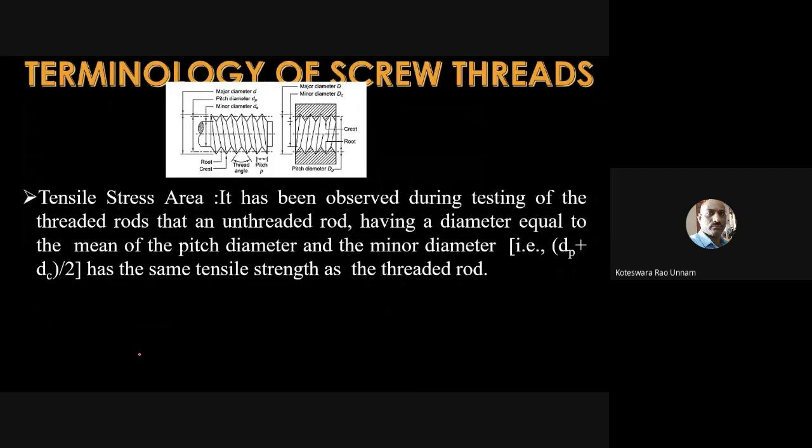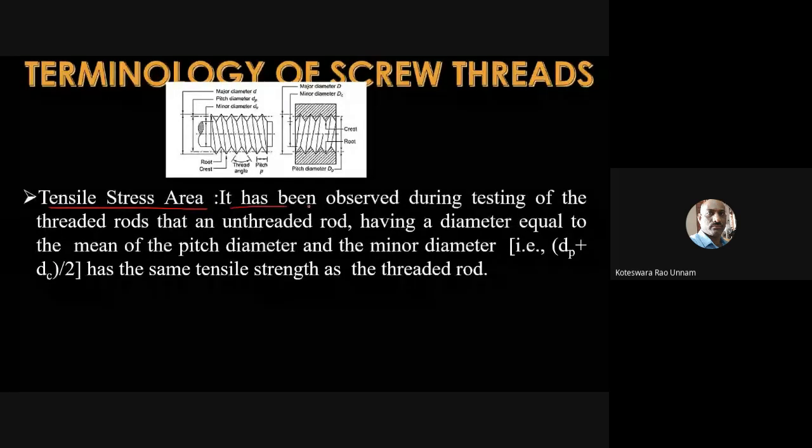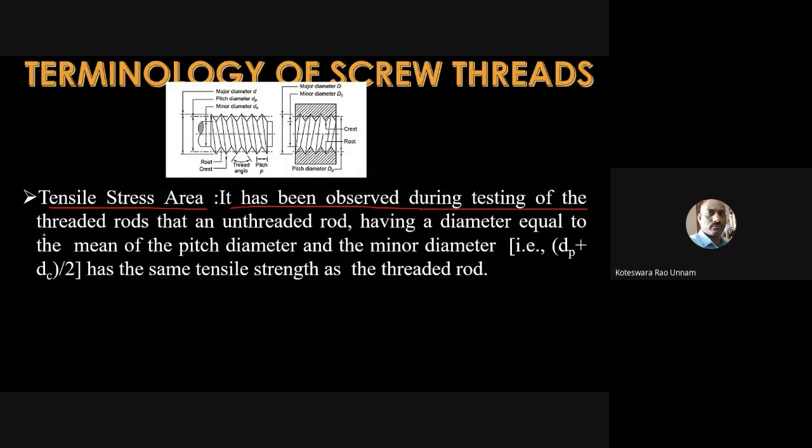So the last definition here is tensile stress area. It has been observed during testing of threaded rods that an unthreaded rod, meaning a shank portion, having a diameter equal to the mean of the pitch diameter and the minor diameter, the core diameter. Pitch diameter is dp and core diameter is dc. Mean means (dp + dc)/2. That is nothing but the average of these two.